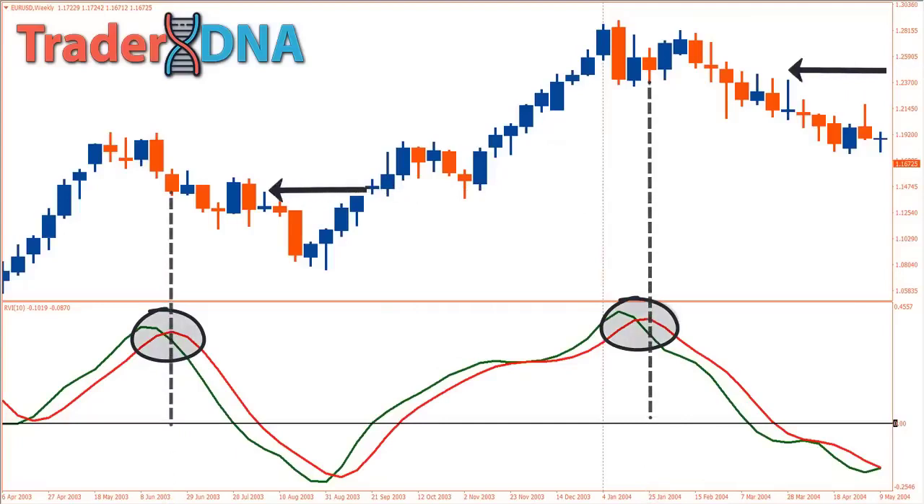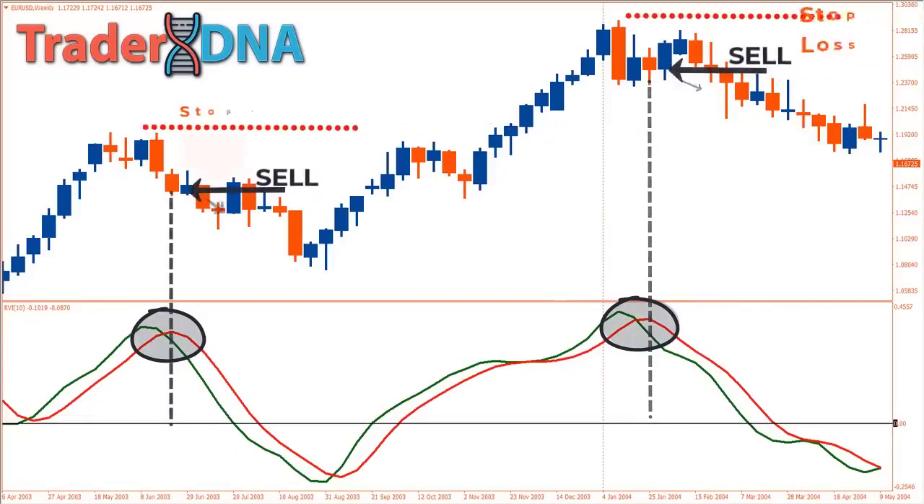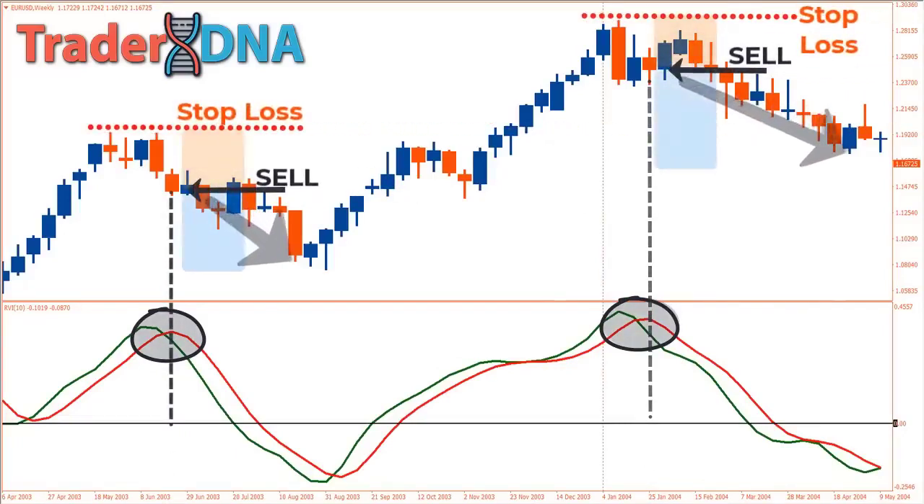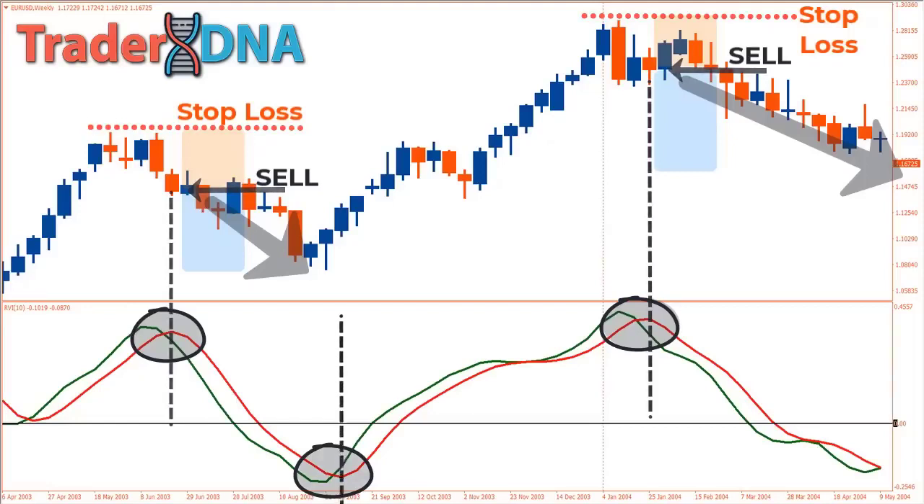Once the reversal is verified on the price chart, you can open a selling position with the stop loss placed behind the local high. You should consider buying when the fast or green RVI line crosses over the slow or red signal line from below in the oversold region, following a local low. Once the reversal is verified on the price chart, you can open a buying position with the stop loss placed behind the last low.